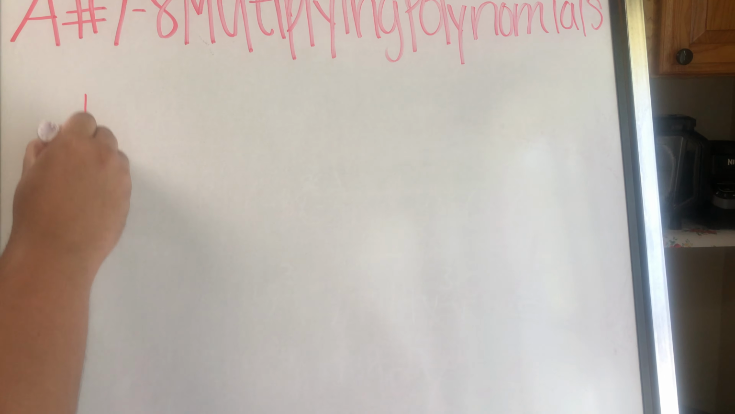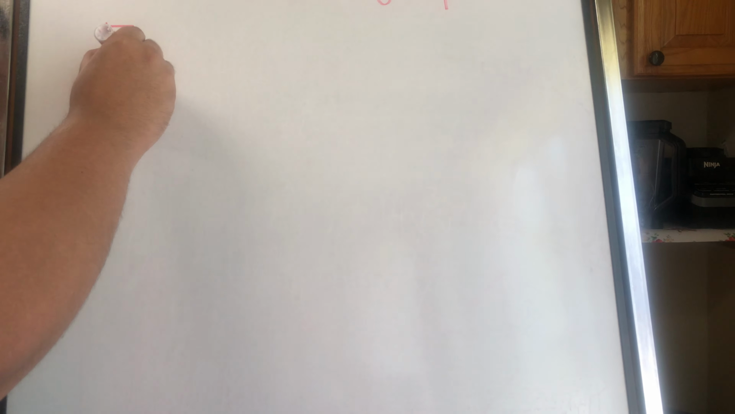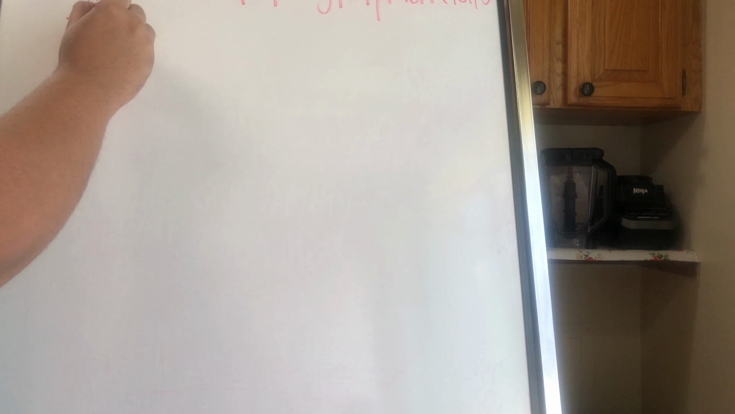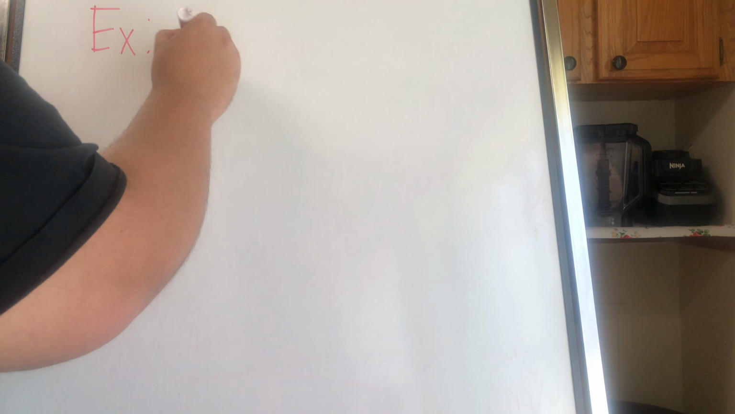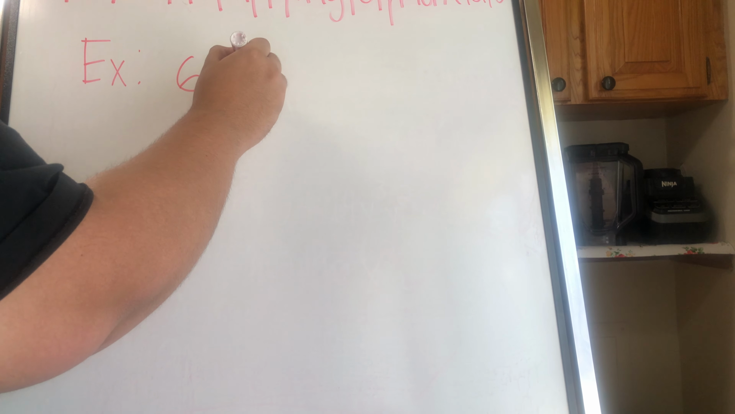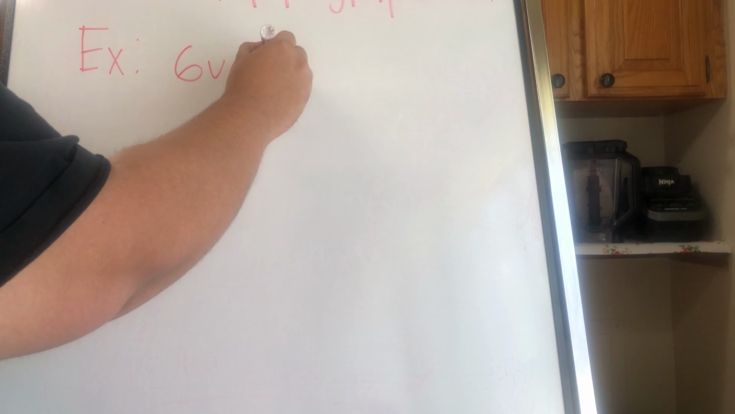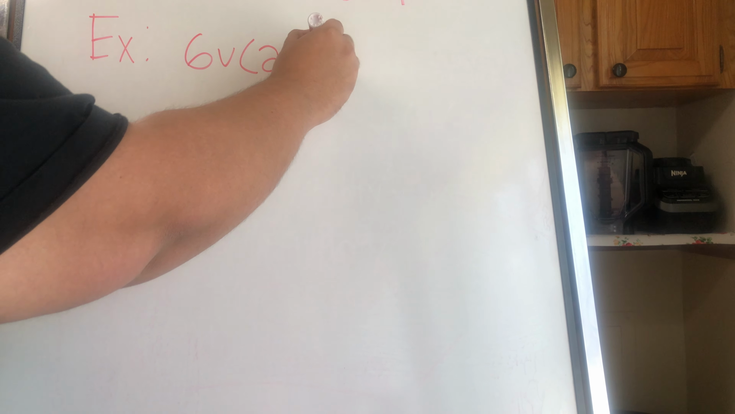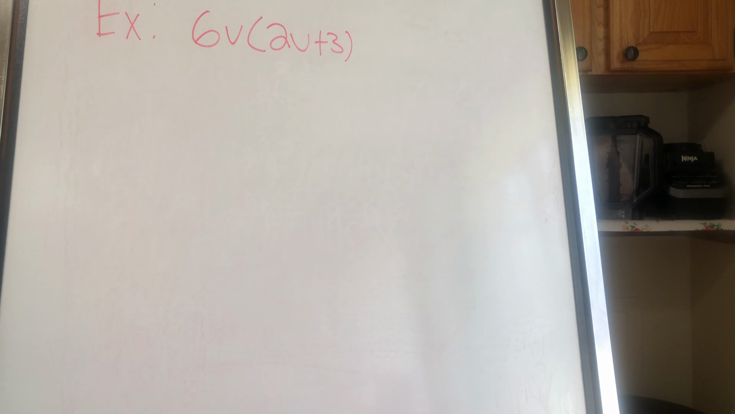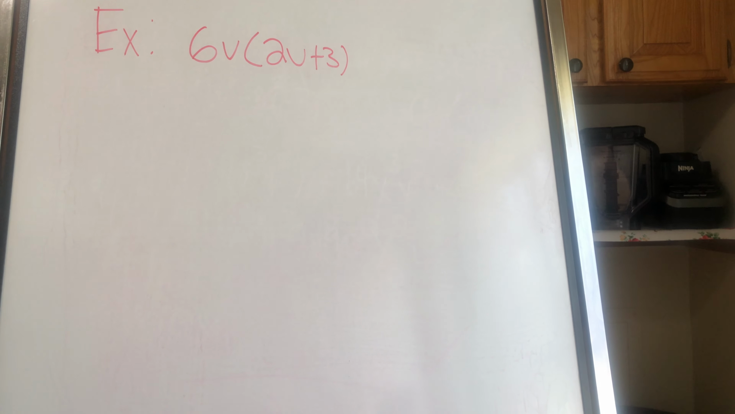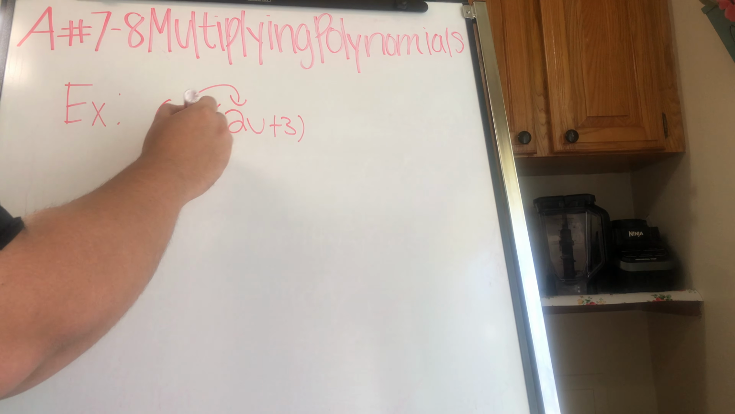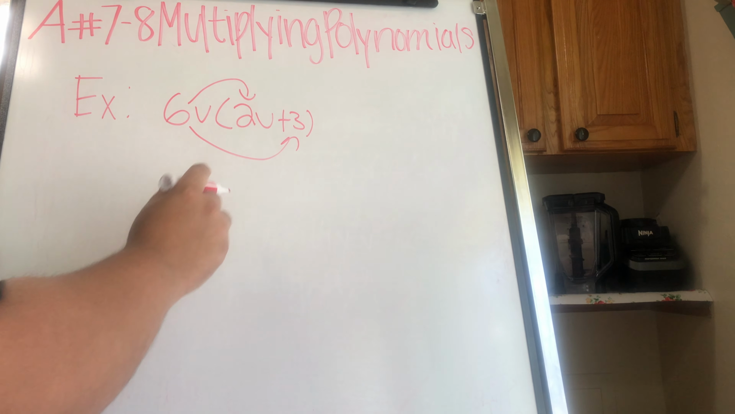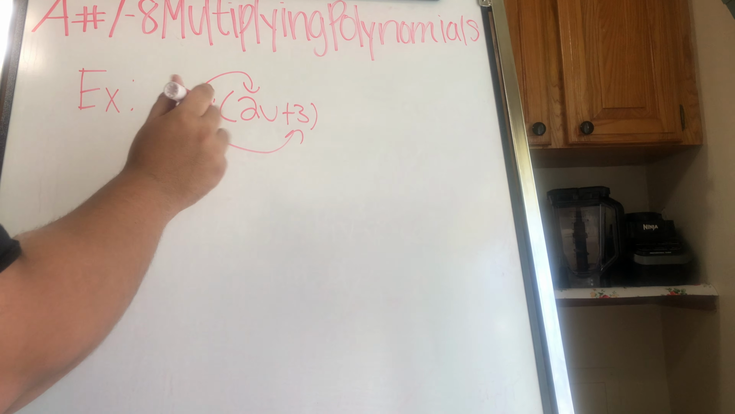So, example problem 1. Let's start off with 6v and it's being multiplied to 2v plus 3. Now, this type of multiplication is, of course, distributive. You're going to distribute the 6v to everything on the inside. And we start this off as multiplying.